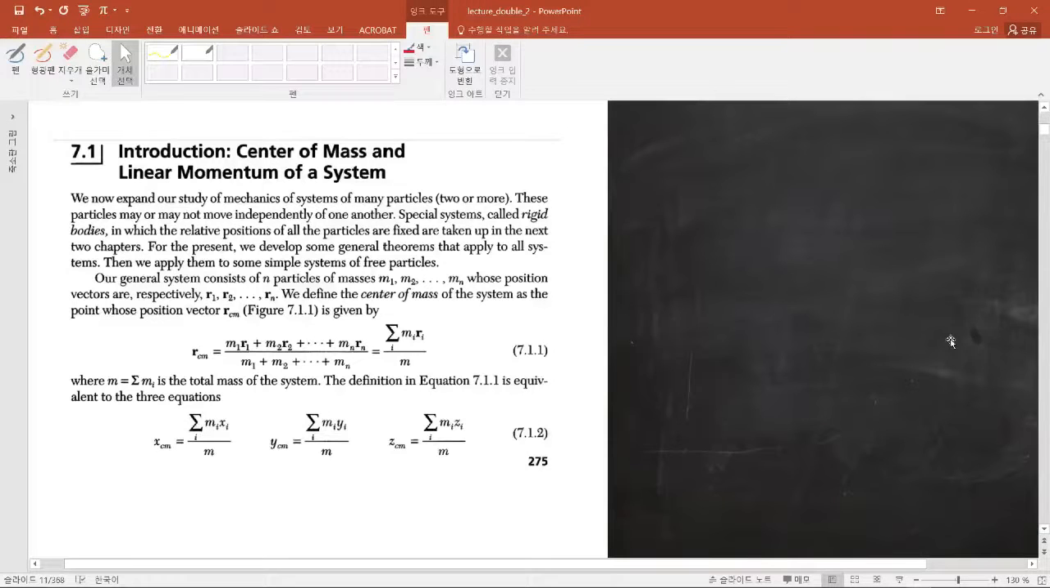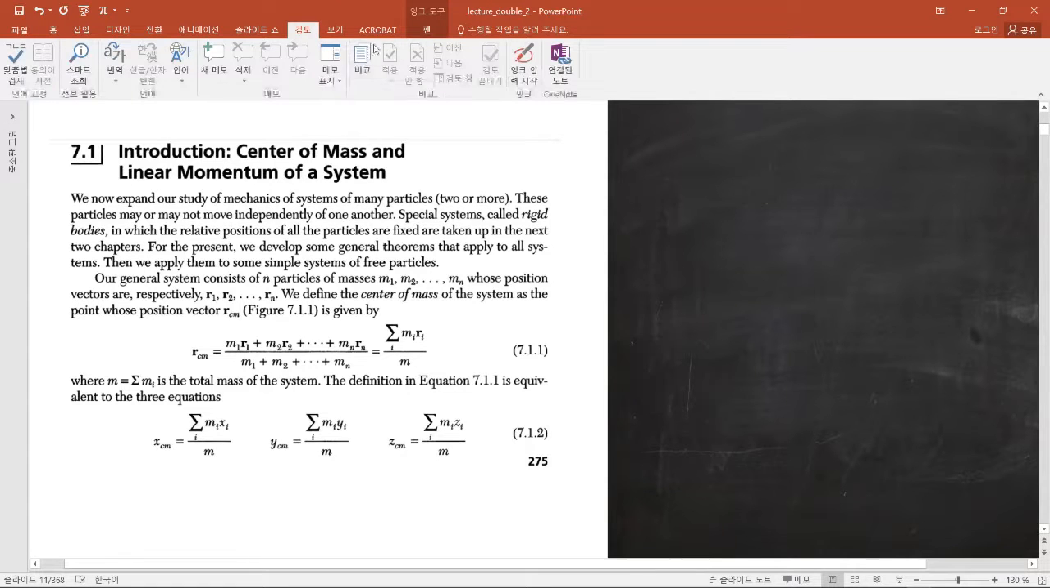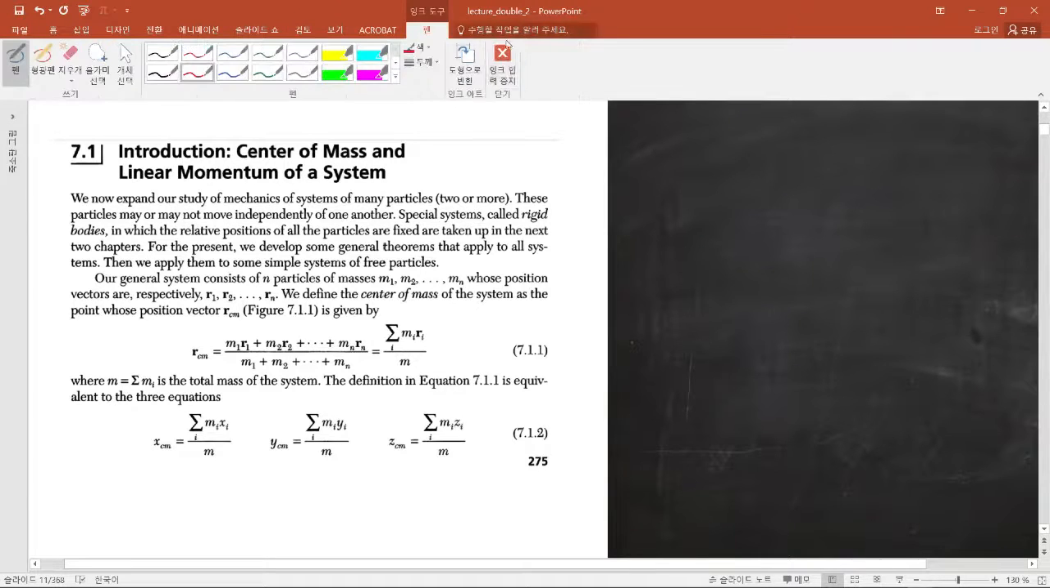So let's start this lecture with the center of mass. This is a brief review of the previous chapter, so you may have learned it in the first semester, but it is necessary to understand the center of mass. So let's start reviewing it. It will be very brief.